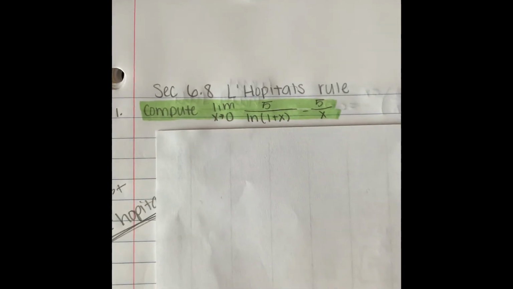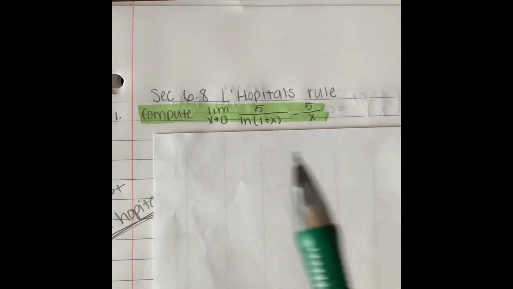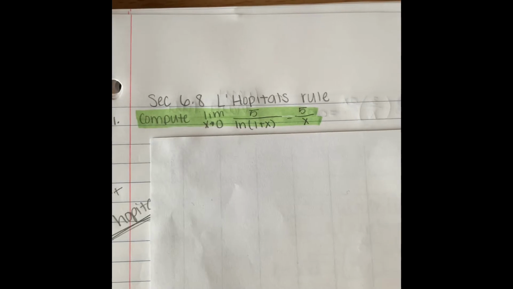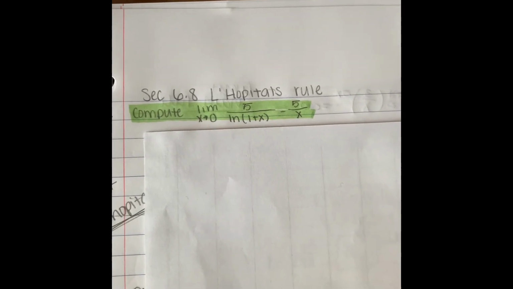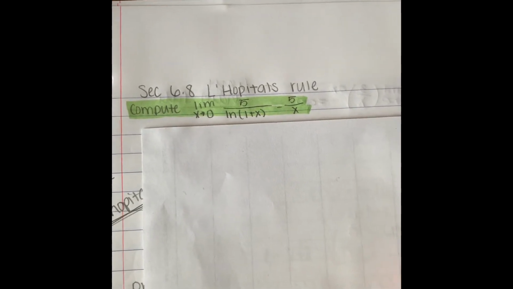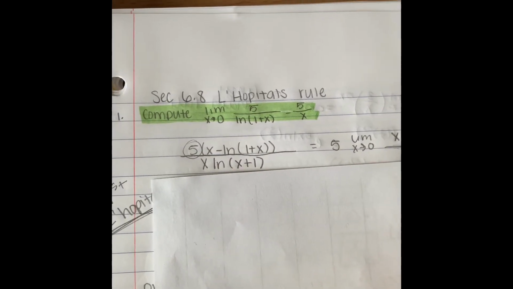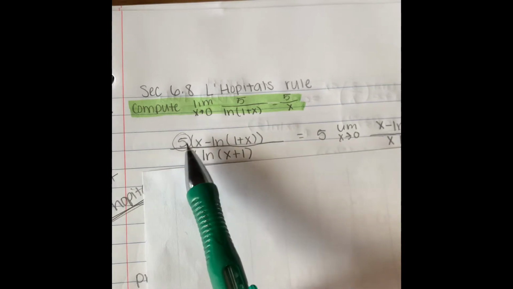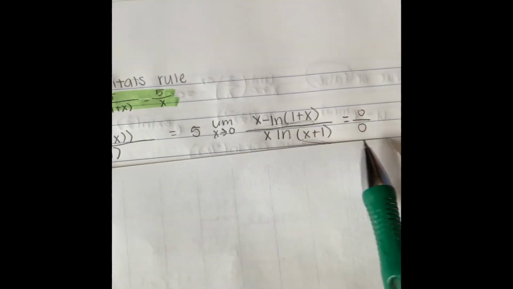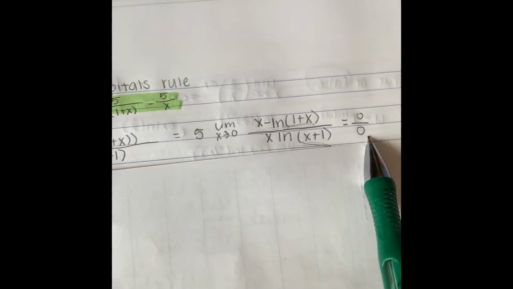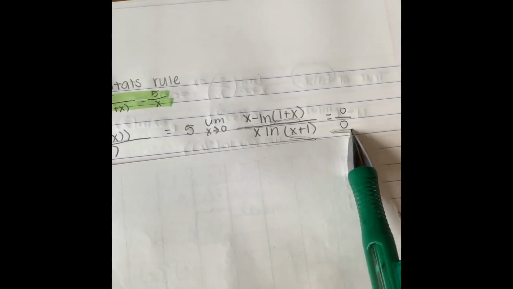In my section, I have 6.8, which is L'Hopital's rule, and we have to compute the limit as x approaches 0 of 5 over natural log of 1 plus x minus 5x. First I just rewrote it so that I wasn't dealing with two fractions anymore, and then I pulled out my constant, which was this 5 over here. But when you plug in 0 for these x's, you get 0 over 0, which is how you know you have to do L'Hopital's.